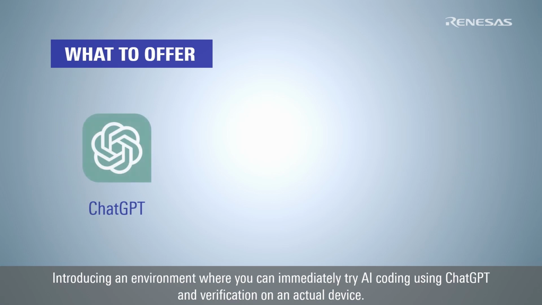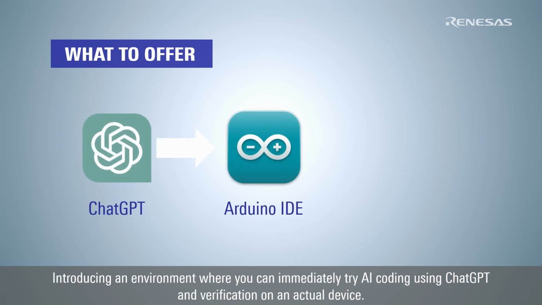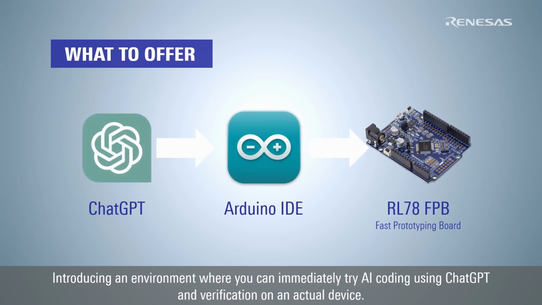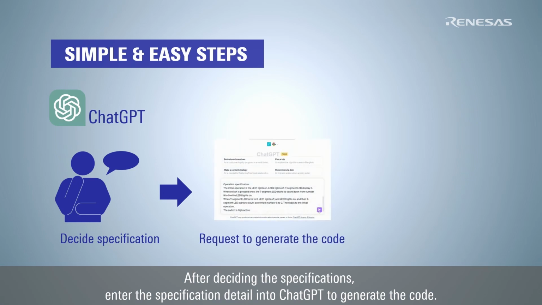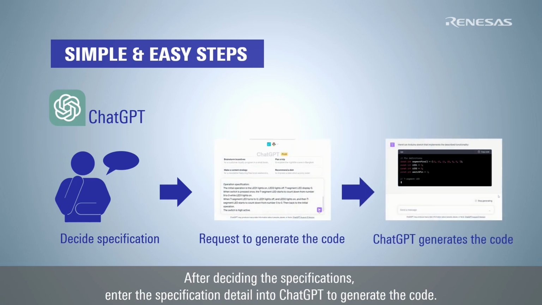Introducing an environment where you can immediately try AI coding using ChatGPT and verification on an actual device. After deciding the specifications, enter the specification detail into ChatGPT to generate the code.